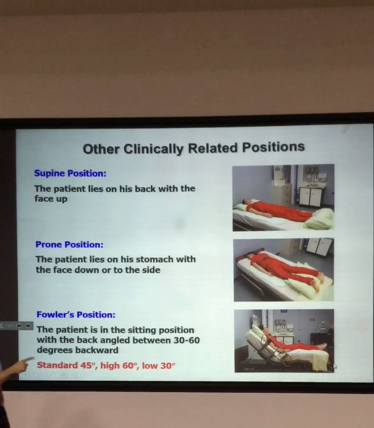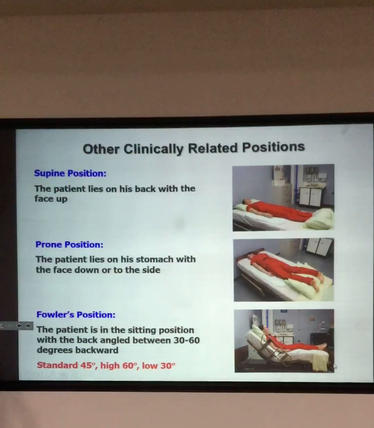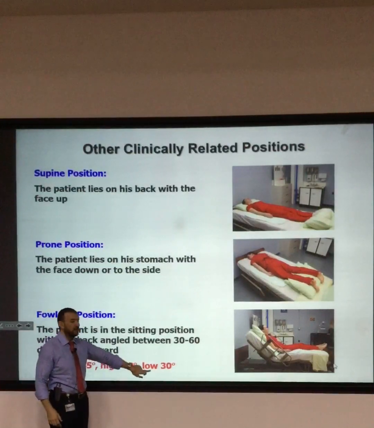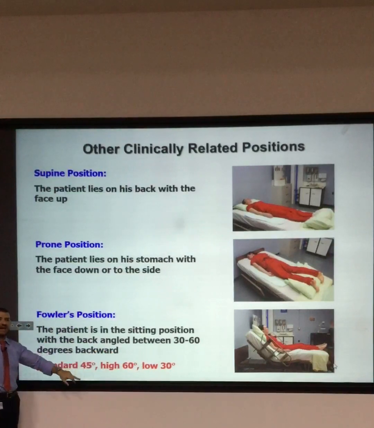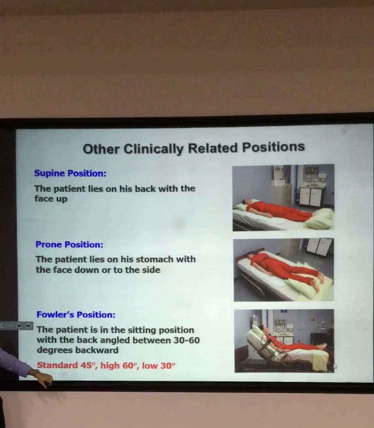Sitting position is called Fowler's position. We have 3 Fowler's positions. When the angle is very low, 30 degrees, we call it low Fowler. When it's standard, it's 45 degrees. When it's 60 degrees, it's high Fowler position. So we have 3 positions: low, 30 degrees; 45 degrees is the standard; 60 degrees is the high. These are the clinical positions.